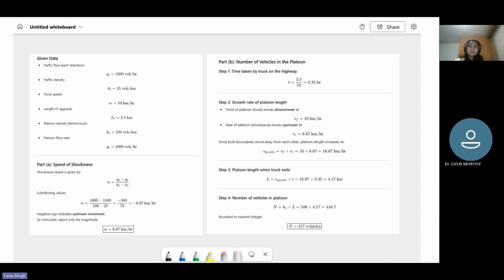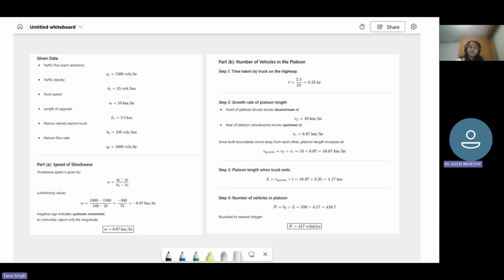So for this, the time taken by a truck on the highway was 0.25 hour, with a distance of 2.5 kilometers and a speed of 10. The front of the platoon moves downstream at 10 kilometers per hour, but the rear of the platoon, that is the shock wave, moves upstream at a speed of 6.67 kilometers per hour. Since both boundaries move away from each other, the platoon length increases.